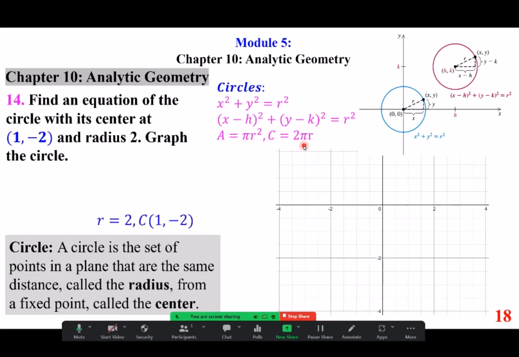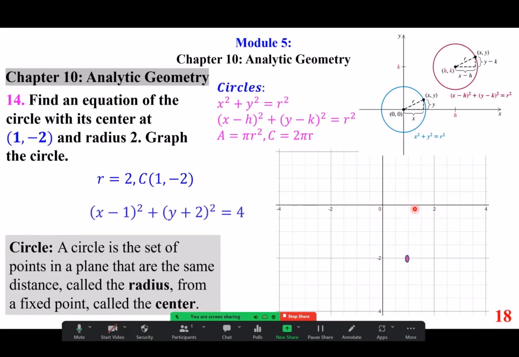Therefore, when we have the radius equals 2 and the center is located at 1, -2, according to this formula, the equation becomes (x minus 1) quantity squared plus (y minus -2), which makes it plus 2, squared equals r squared, or 4.